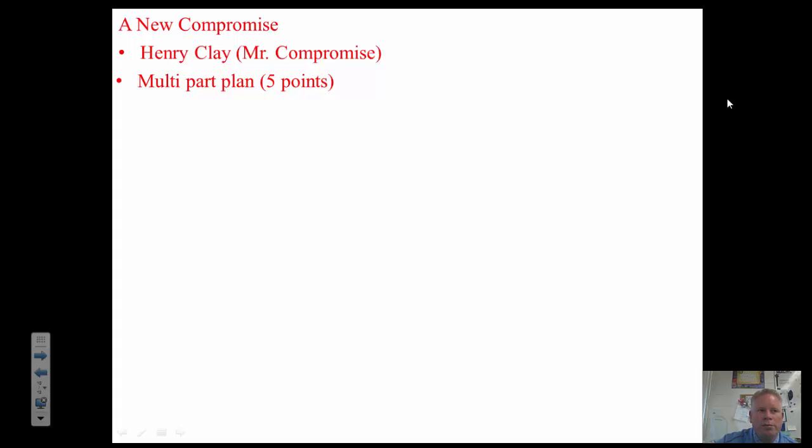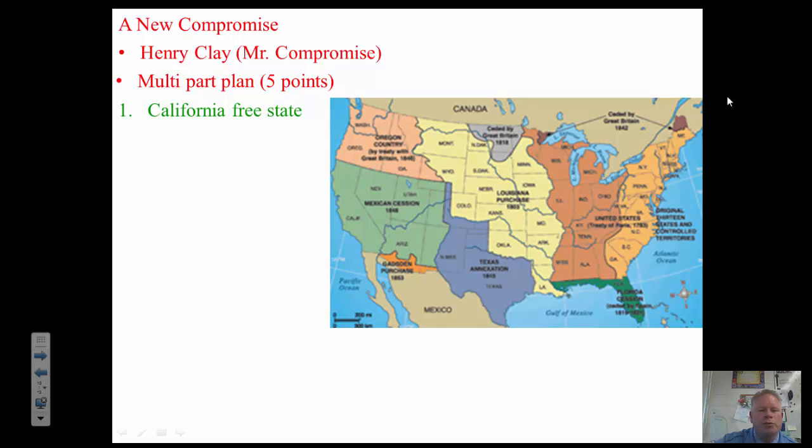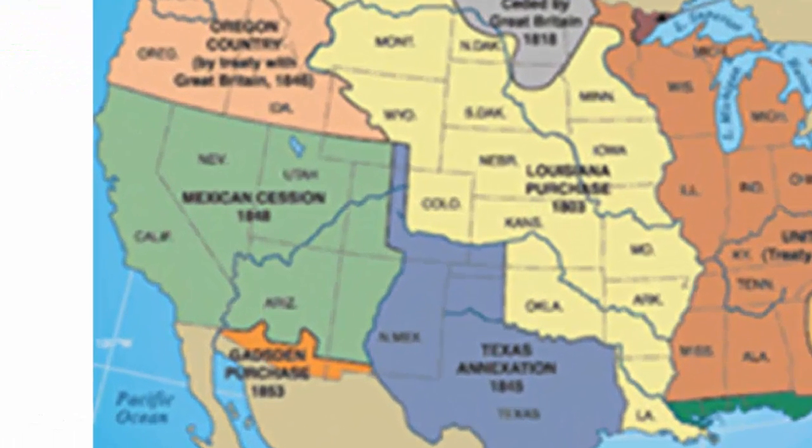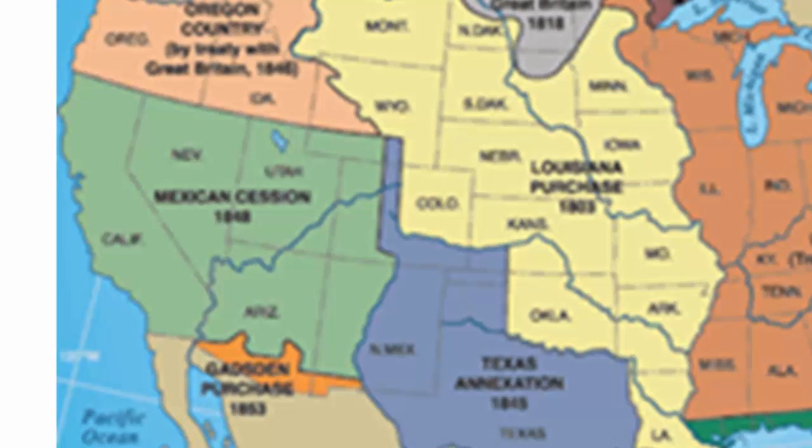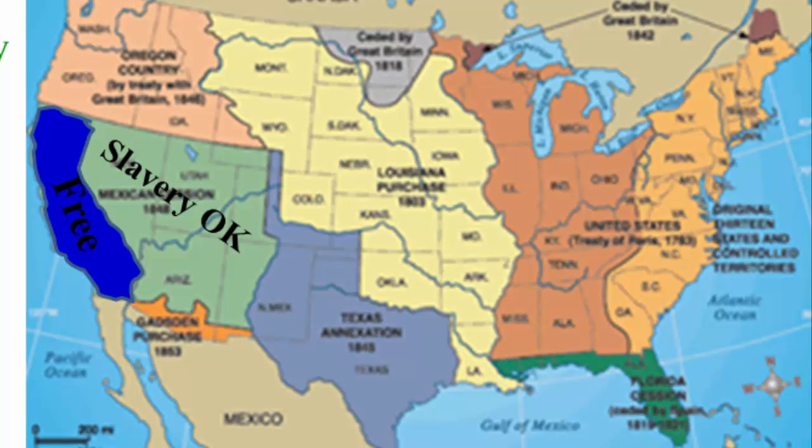a one-bill compromise with all of these issues included in the bill. So the first part of his compromise is California comes in as a free state, and that's a northern gain. California free. The second one is the New Mexico Territory, there would be no restrictions on slavery. So that is a southern gain. The third issue is the New Mexico-Texas border dispute goes in favor of New Mexico. And I think that's kind of a non-issue between slave and free, because if this works out, this area is slave, Texas is slave, so that's kind of a non-issue there.